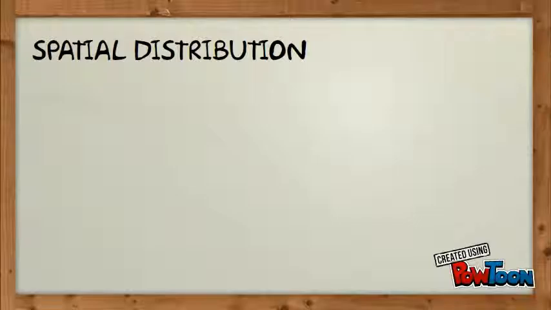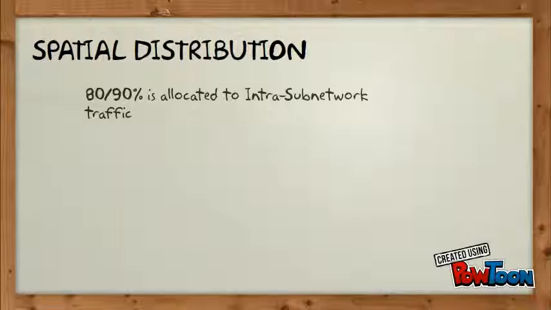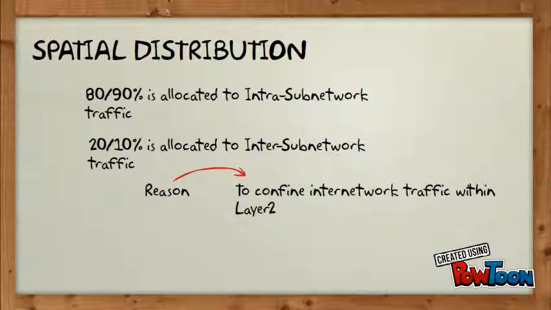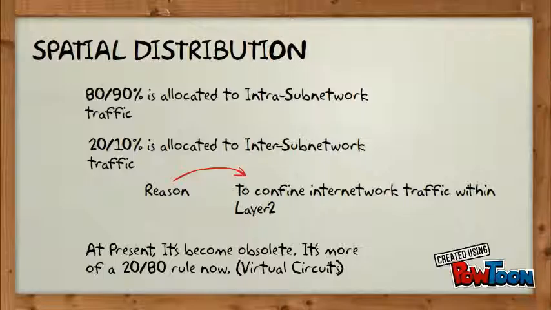Spatial distribution is how much space is allocated in the channel for different types of traffic. The first one is the 80-20 rule. 80% is allocated to intra-subnetwork traffic and 20% is allocated to inter-subnetwork traffic. The reason behind this is to confine the traffic within layer 2, that is the switches. Nowadays it has become obsolete with virtual circuits.